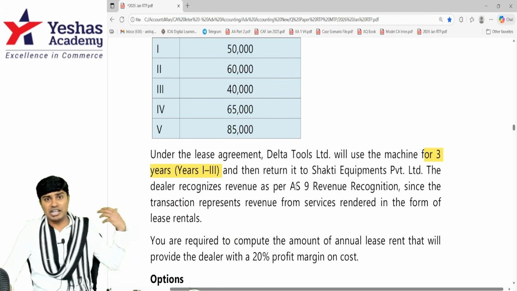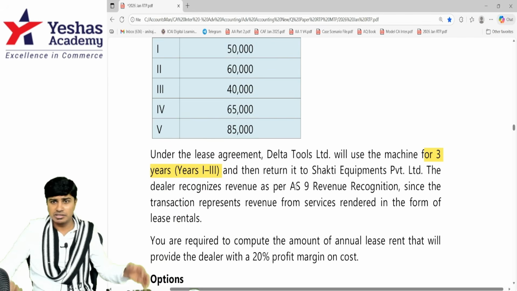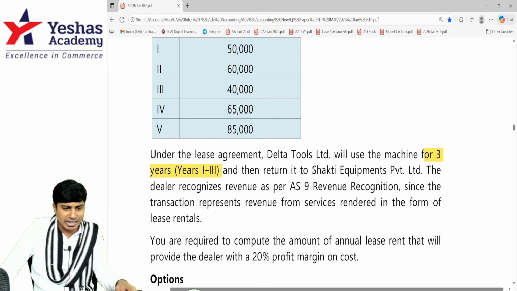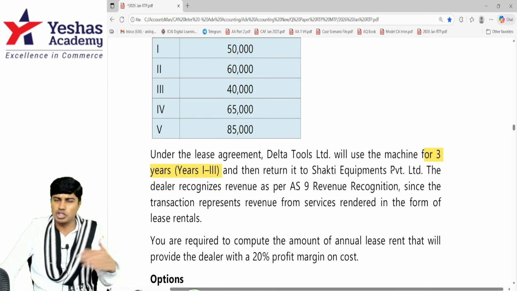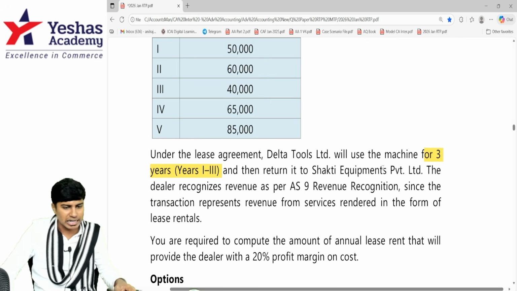But the question that we've done has more computations involved in this, much more than this. And then return it to Shakti Private Limited. Because it's an operating lease, the asset will revert back to the lessor.